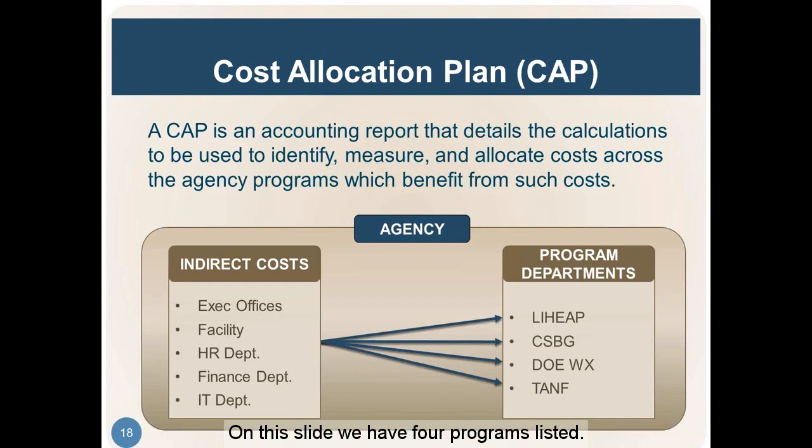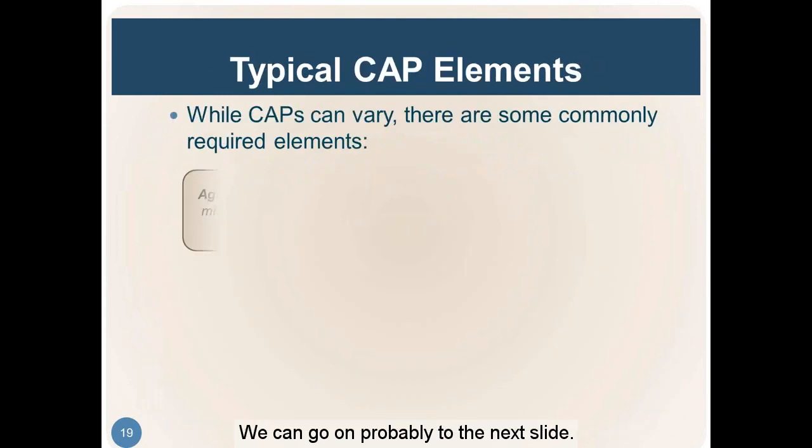Now, on this slide, we have 4 programs listed. These are just examples. Another thing to note is that if they have non-federal program activity, whether it's other grant programs or even for-profit programs, they have to assign an equal amount of those costs to those non-federal programs as well. You can't have the indirect cost charged only to federal programs. This is bonus material, by the way. You can't have non-federal program activity with no indirect cost assigned to it. So we can go on probably to the next slide.